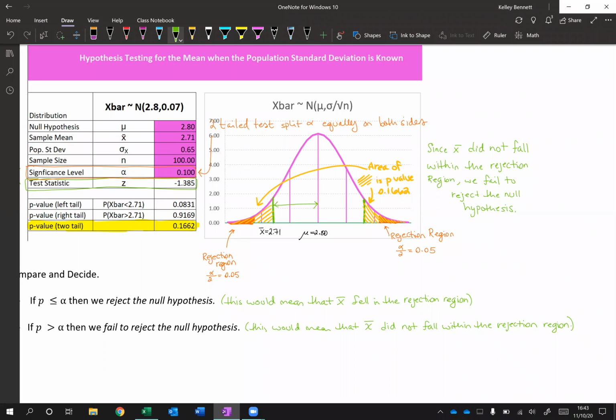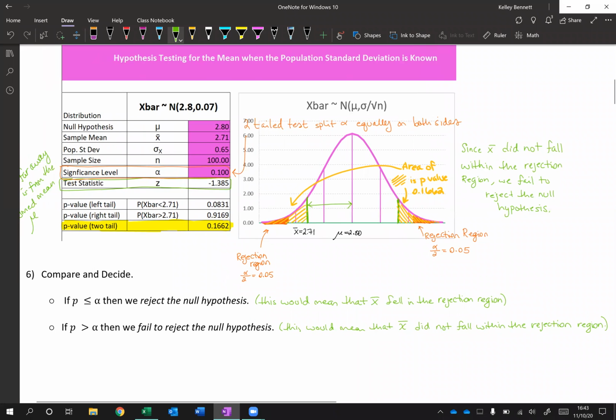You figure out what your rejection region is, and then you look at X bar and you're like, am I in the rejection region? Am I not in the rejection region? If I am, then I'm going to reject. If I'm not, then I'm not going to reject. And this p-value helps you determine whether or not X bar is in the rejection region.